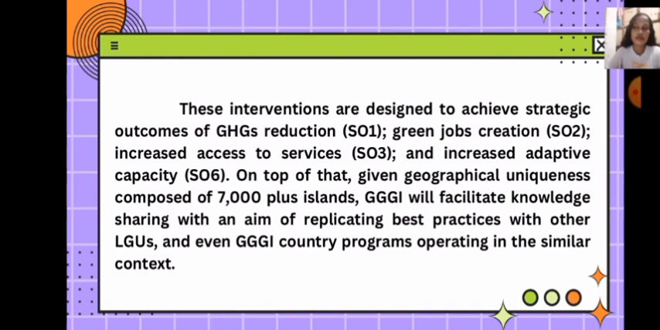These interventions are designed to achieve strategic outcomes of GHG reduction, green jobs creation, increased access to services, and increased adaptive capacity. And on top of that, given the geographical uniqueness of the country, composed of 7,000 plus islands, GGGI will facilitate knowledge sharing with an aim of replicating best practices with other LGUs and even GGGI country programs operating in a similar context.